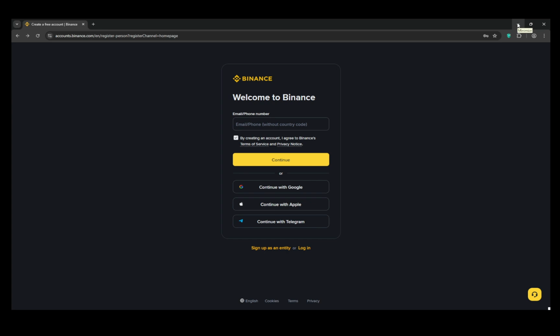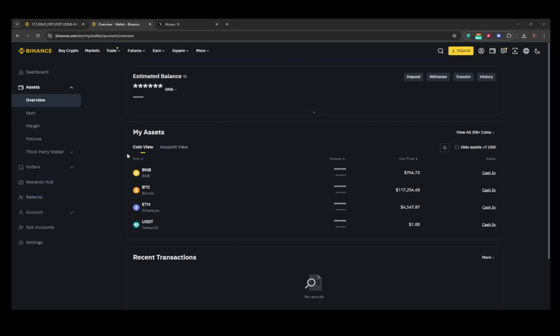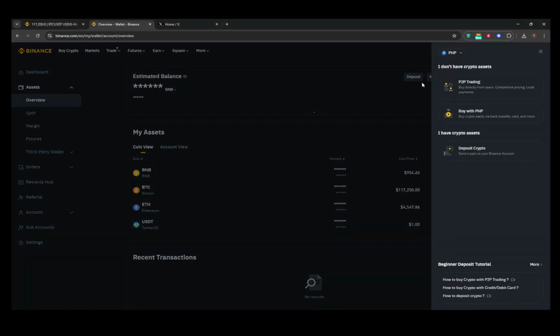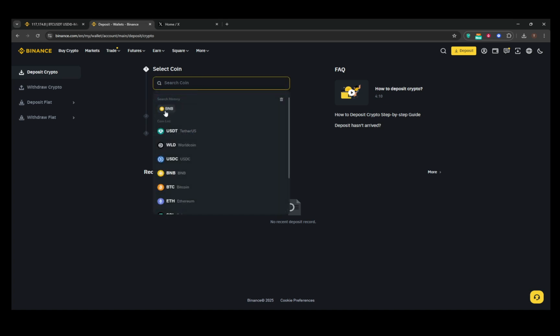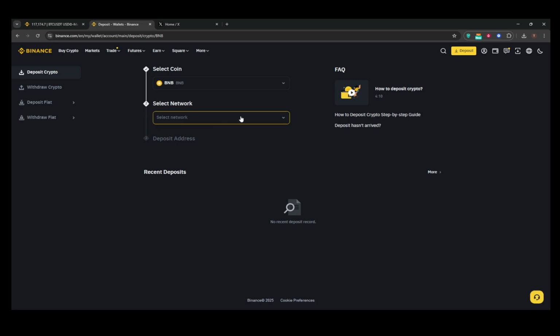Depending on your region, Binance might support fiat deposits through bank transfers, credit or debit cards, or third-party payment systems. If you prefer a crypto approach, you can deposit cryptocurrency from another wallet or exchange platform. Once your account is funded, take some time to explore Binance's interface.